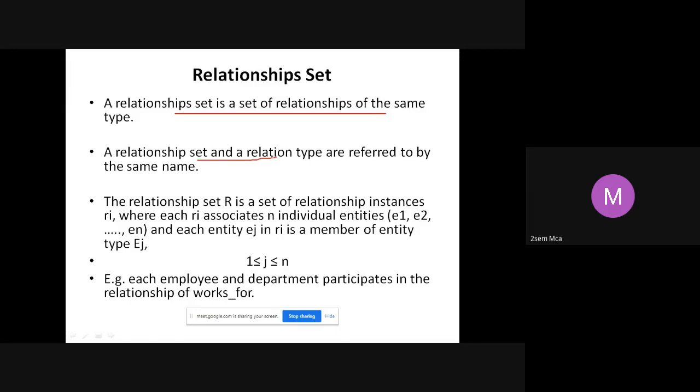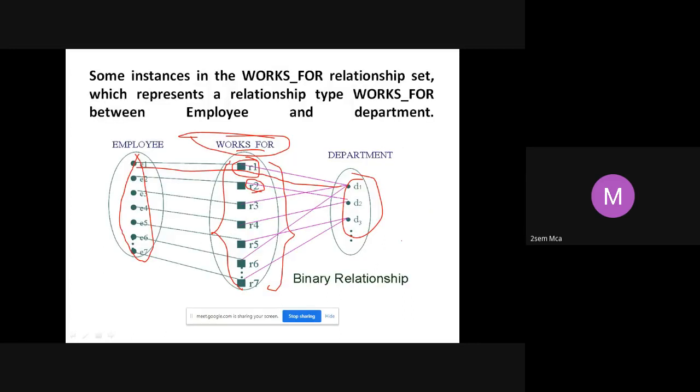The relationship set and relationship type are referred to by the same name. So the name is same. So R is a set of relationship instances. That's what I said. Each one is called a relationship instance, where each Ri associates n individual entities, and each entity Ej in Ri is a member of that entity type. Right? Now, any doubts in relationship set and relationship type?